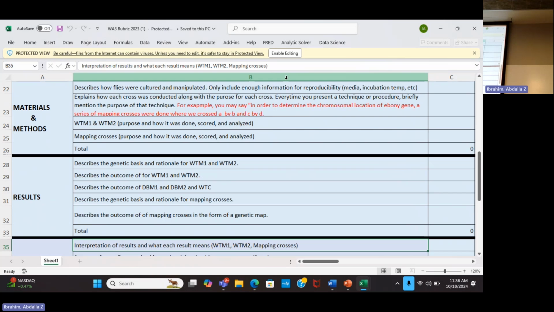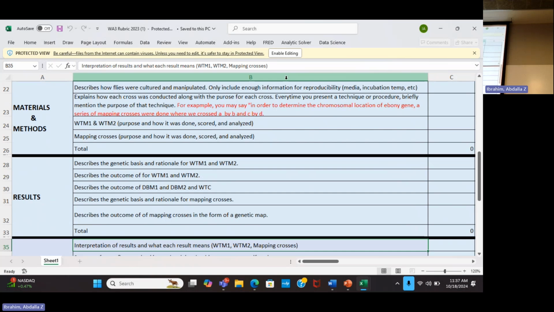In the same way for mapping, the rationale would be that genes that are farther apart from one another would have a higher recombination frequency, and closer genes would have a smaller percentage. So the outcome is that we had those numbers, and of course we'll have tables for those mapping results at the end.